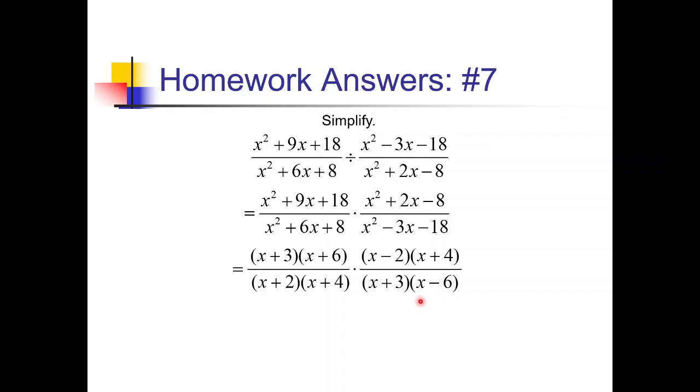So what cancels out of this? X minus 3's can cross cancel. Let's see, x plus 6 can't cancel, x plus 4's can cancel, and it looks like that's about it. We have some near misses on those other ones. So we end up with x plus 6 and x minus 2 in the numerator, and x plus 2 and x minus 6 in the denominator. And we have to exclude negative 4 because of the x plus 4 being canceled, and also negative 3 because of the canceled x plus 3.